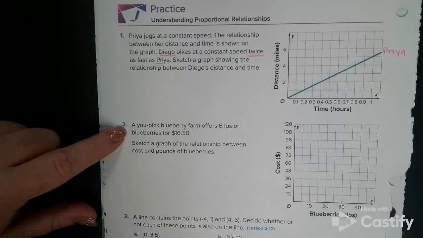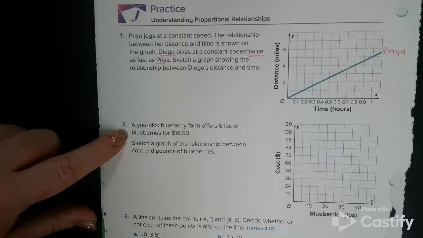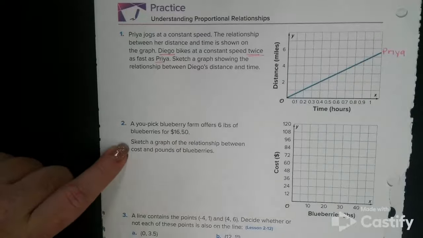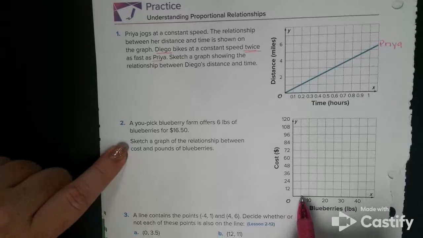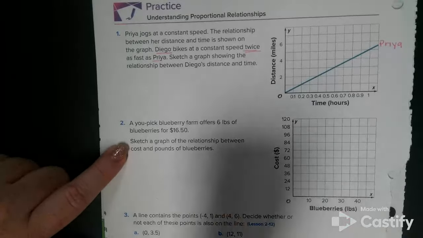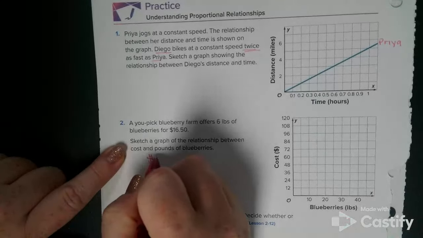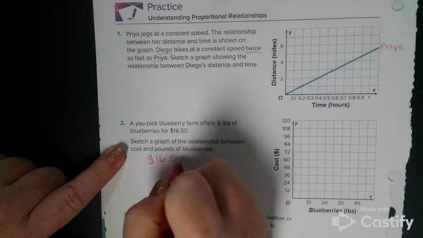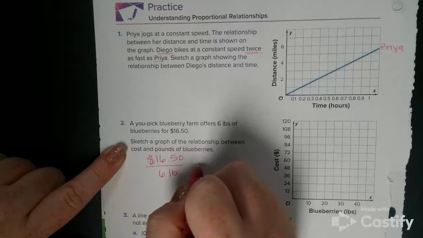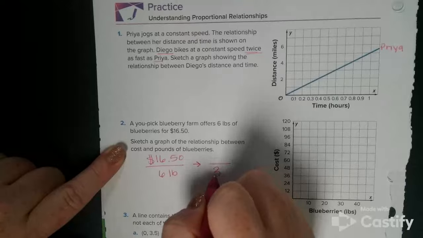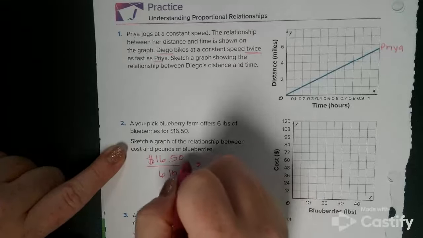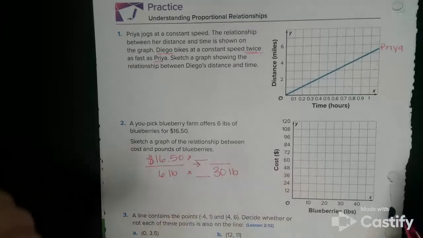A U-Pick blueberry farm offers 6 pounds of blueberries for $16.50. Sketch the graph. We don't have 6, we have 5. 30 is the multiple of 6, so maybe figure out how much is 30 pounds. So if we have $16.50 for 6 pounds, what would it be to have 30 pounds? What do we need to multiply by to get there? Graph it.